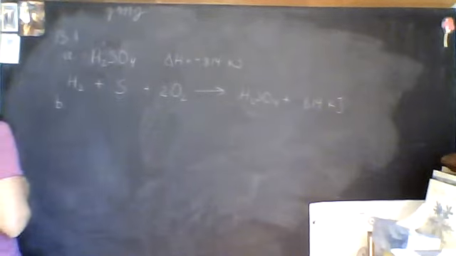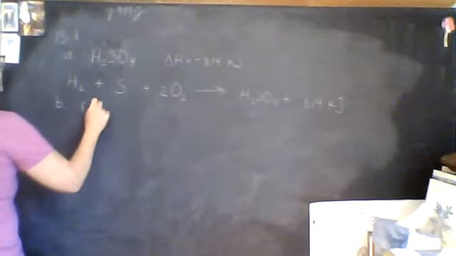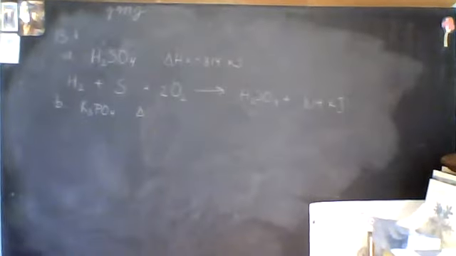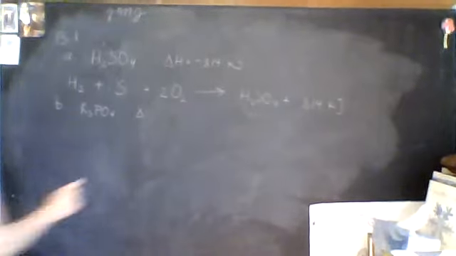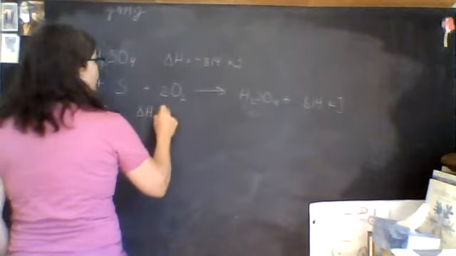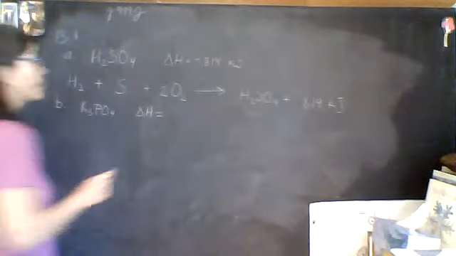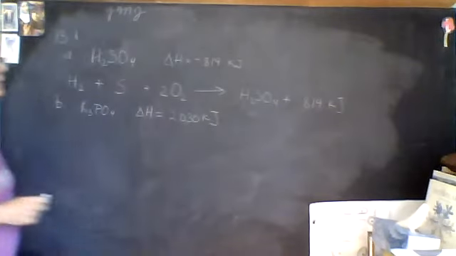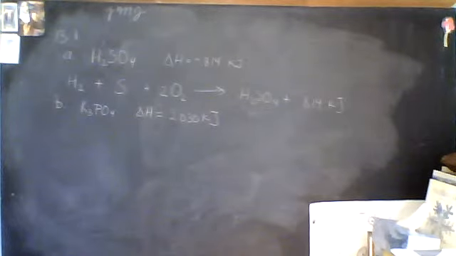The decomposition of K3PO4, which has a delta H, a change in enthalpy, of 2030 kilojoules. So remember, the delta H is what you write down, but think of it as enthalpy or change in enthalpy. When we have a positive, it's endothermic, so we think of it as a reactant.